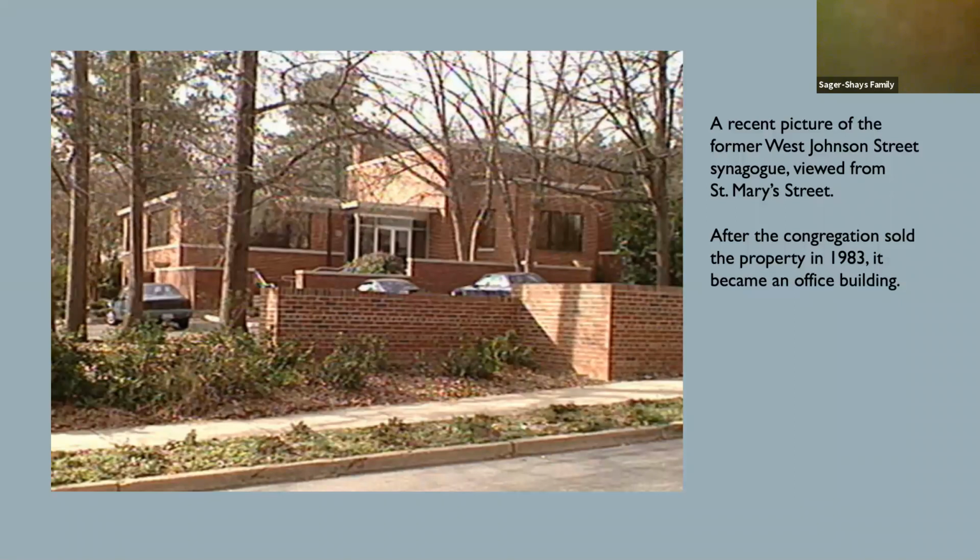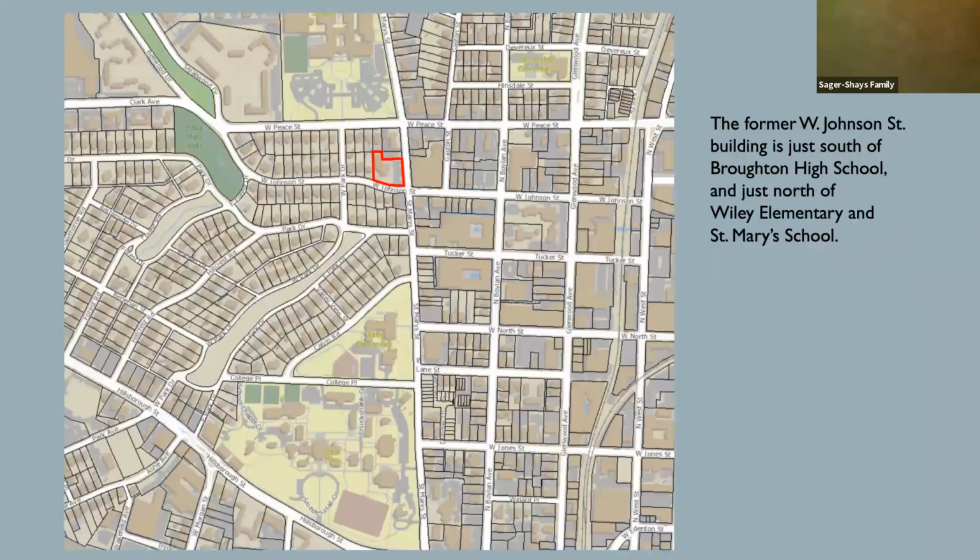I'll show you a picture of that in a minute, but if you're interested in walking around this neighborhood, it's not a neighborhood like Oakwood in that there were plenty of members living there. As a conservative synagogue, the members were able to drive, and they were more dispersed throughout the city. This is a neighborhood of schools. St. Mary's has Broughton just to the north, and Wiley and St. Mary's School just to the south.